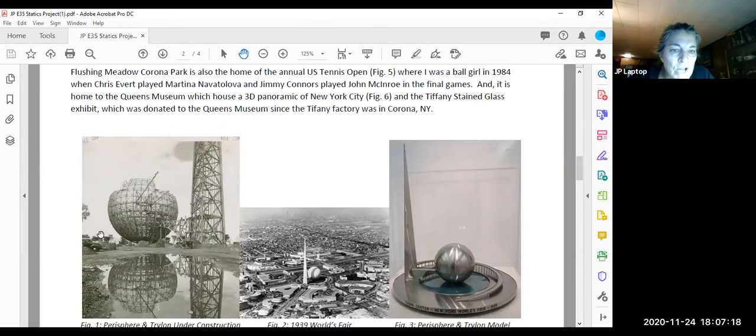So here's the construction of it that happened in the 30s. And this is an aerial photograph of the fair where the Perisphere and the Trilon are. So they were pretty big. And then this is a model. Okay. All right.